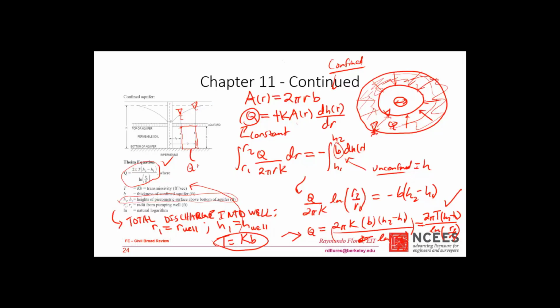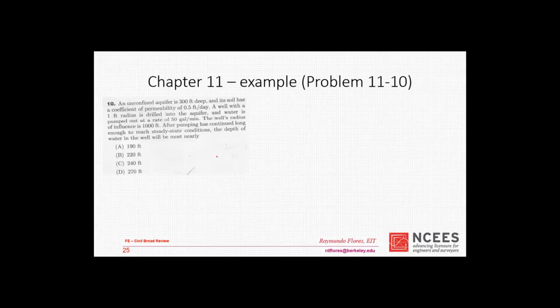Let me just say Q region. Now, chapter 11, this is example problem number 11-10. It says an unconfined aquifer is 300 feet deep, and its soil has a coefficient of permeability of 0.5 feet per day. A well with a 1 foot radius is drilled into the aquifer, and water is pumped out at a rate of 50 gallons per minute. The well's radius of influence is 1,000 feet. After pumping has continued long enough to reach steady state conditions, the depth of the water in the well will most nearly be what?